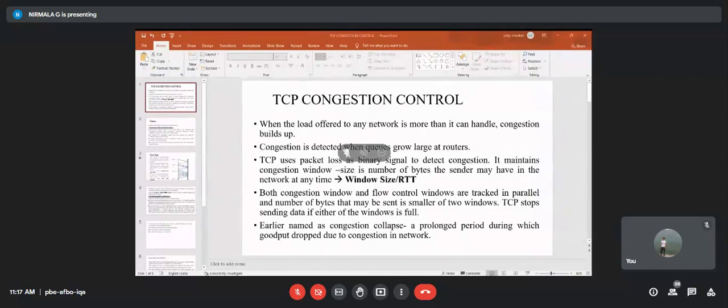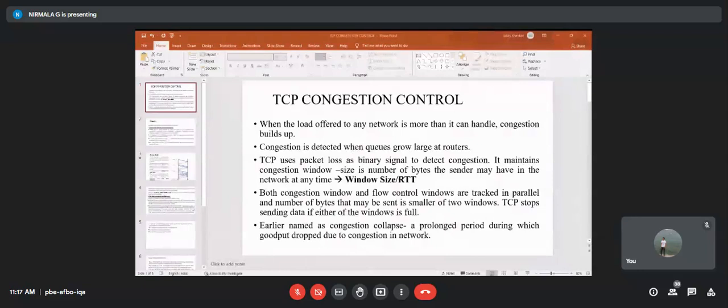So the size of the congestion window is set to the number of bytes the sender may have in the network at any time. And what is the flow control window? The flow control window is nothing but the number of bytes the receiver can buffer. Whenever TCP needs to handle congestion in the network, it checks both windows, the congestion window as well as the flow control window. The congestion window indicates the number of bytes the sender may have in the network, and the flow control window indicates the number of bytes the receiver can buffer. These two windows are tracked in parallel, and the number of bytes that may be sent on a network will be the smaller of these two windows.